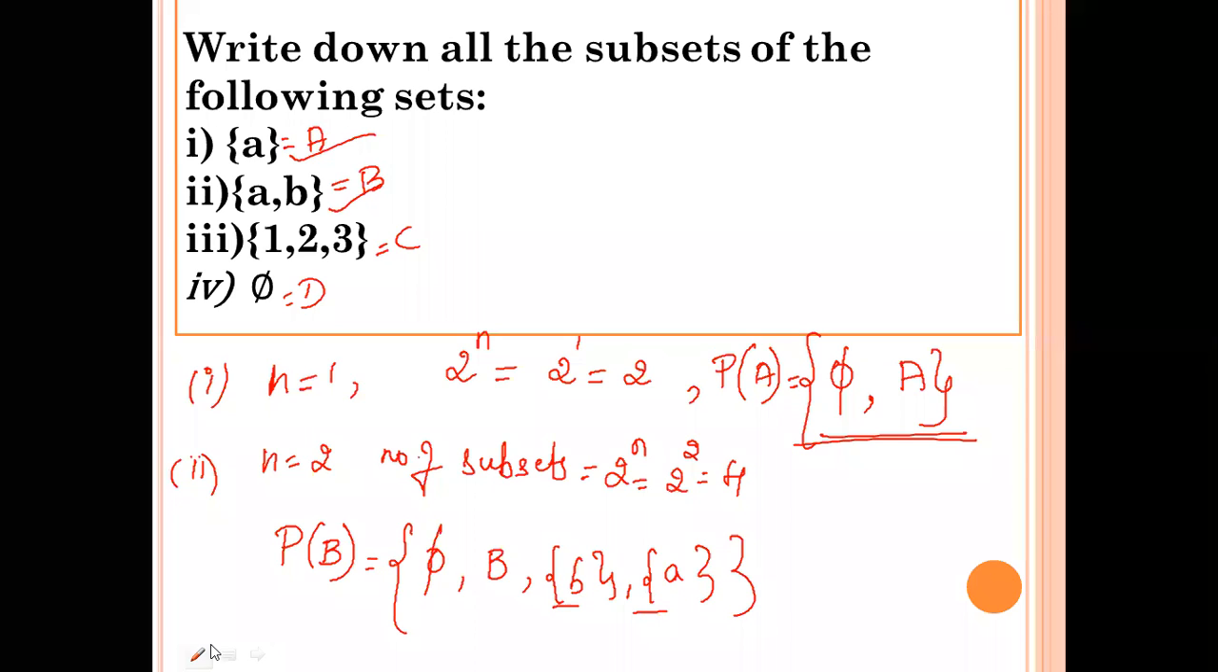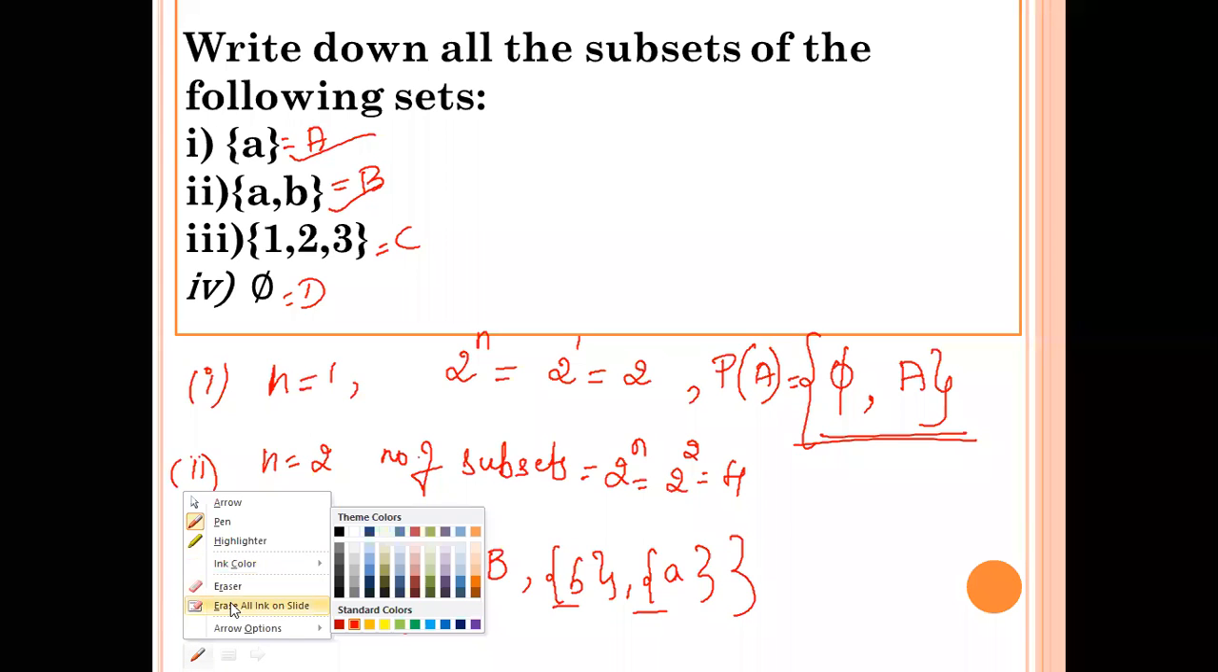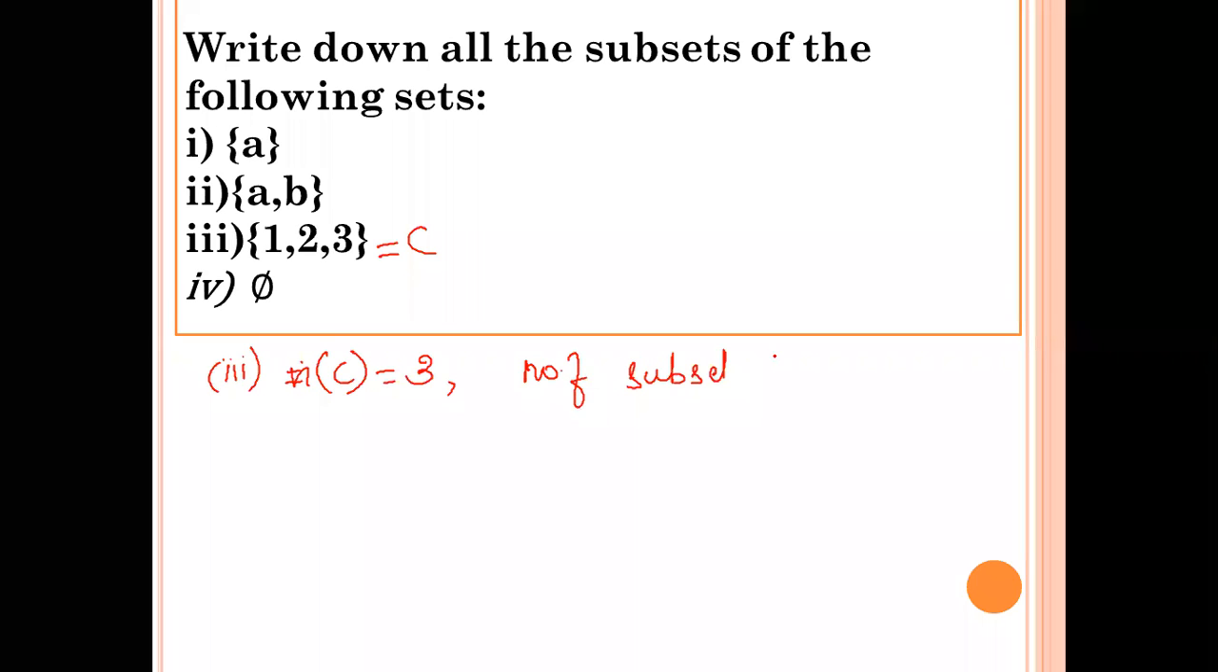So which means you know the answer for the third one also, right? If you consider the third one, how many elements does the third set have? I'll take it as C. The number of elements in set C is 3. So the number of subsets is 8. Good. It is 2 to the power n, which is 2 cube, which is 8.